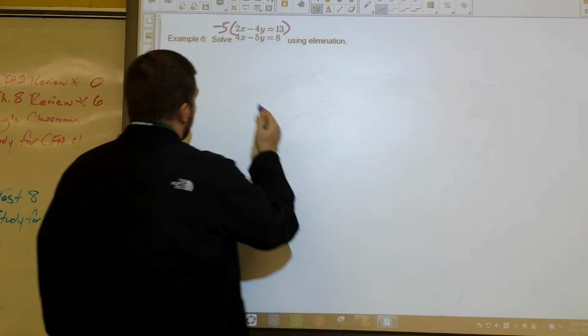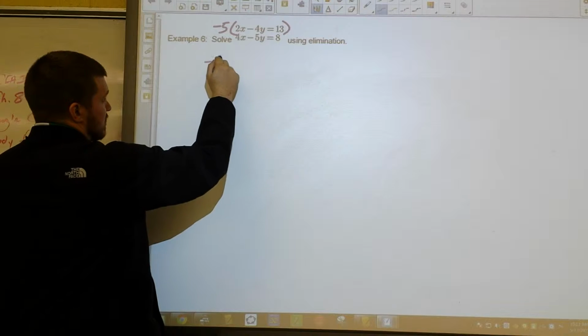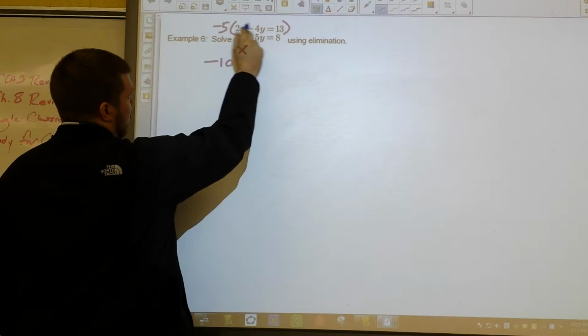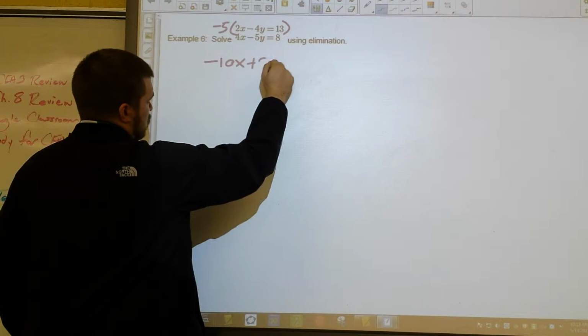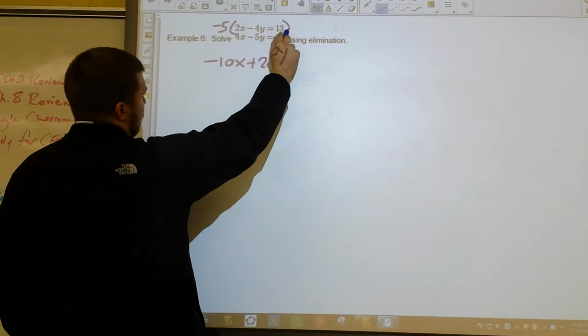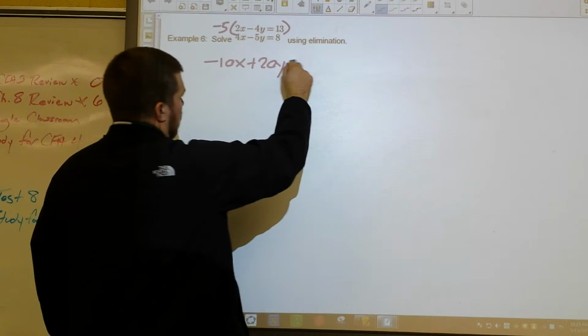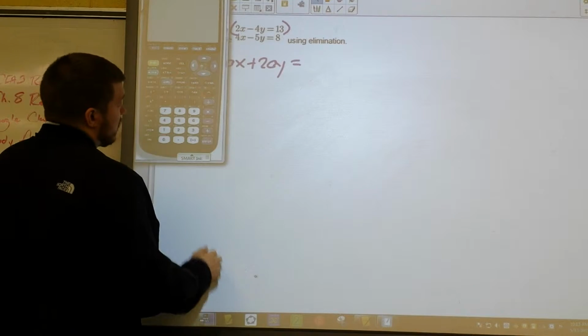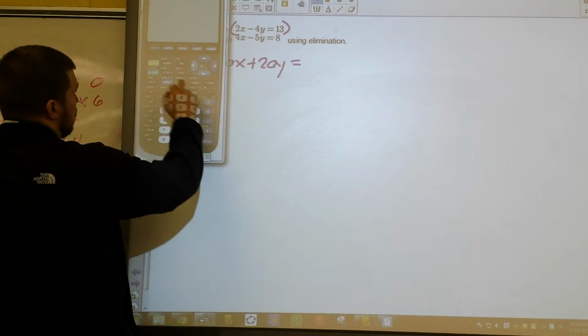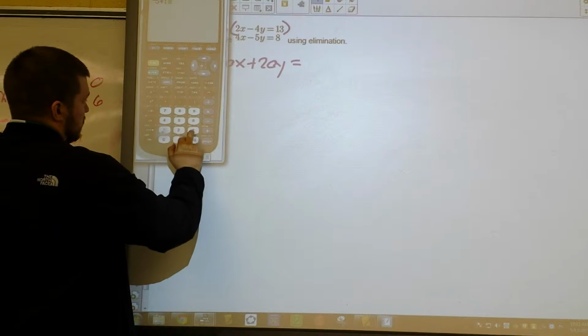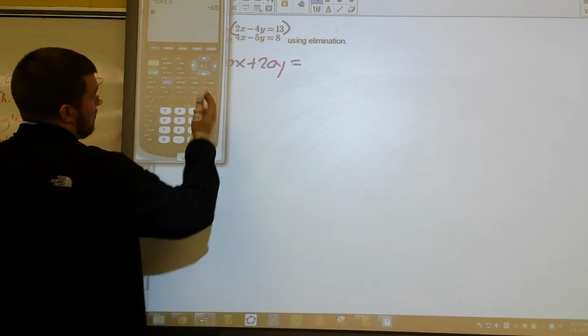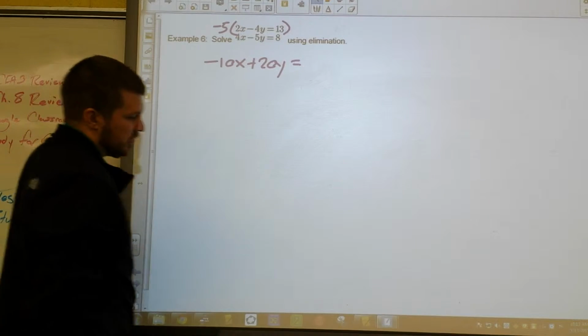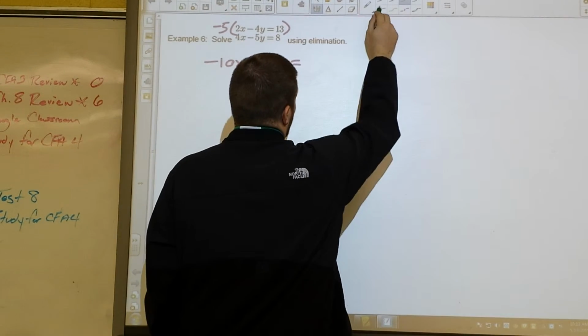So I end up with negative 5 times 2x, it's negative 10x. Negative 5 times negative 4y is positive 20y. And then negative 5 times 13, well, let's use calculator, but I think it's going to be negative 75. But I'm going to use calculator just to double check. So go to my main screen, negative 5 times 13, negative 65. So I was close, but again, it's a good thing I double checked it, otherwise I would have had a problem.